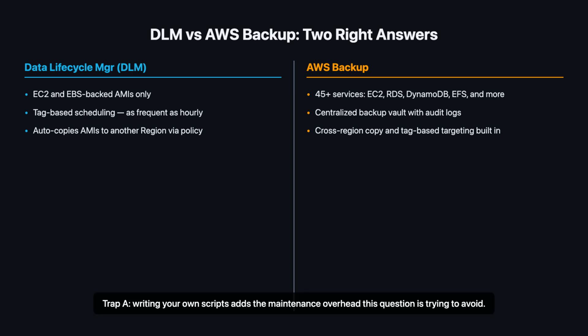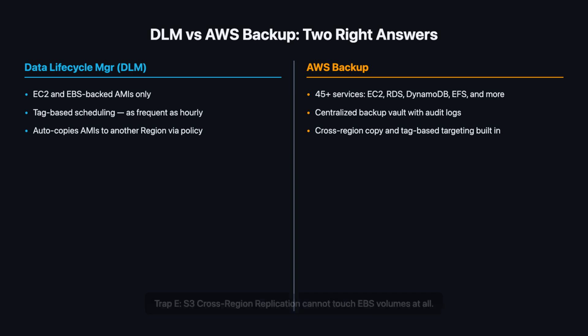Trap A. Writing your own scripts adds the maintenance overhead this question is trying to avoid. Trap E. S3 cross-region replication cannot touch EBS volumes at all. The question rewards the two managed services, not the manual approach.